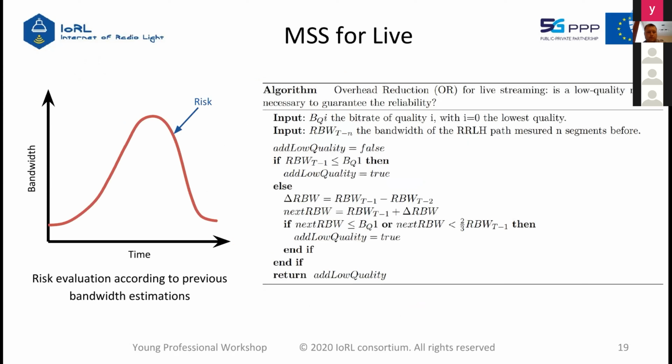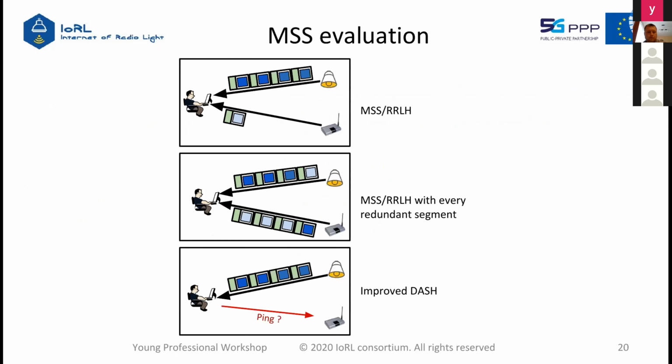Well, to answer these questions, we have made some propositions. One of them, for live streaming, is to evaluate the risk according to previous bandwidth estimations. If we see, according to the previously recorded bandwidth, that the bandwidth seems to decrease, then a risk is computed. And if the risk is high enough, we are going to ask for redundant GOPs in locality to ensure the reliability of the video streaming sessions. If we make a mistake, we will just download a little bit more video data than what is needed, and it's not too bad, obviously.